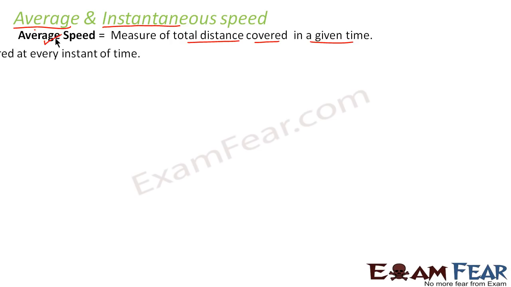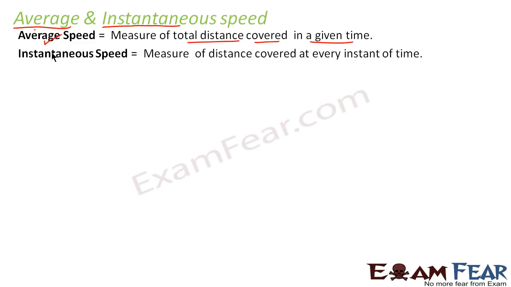So what is instantaneous speed? The term instantaneous says that it is the speed at a particular instant, at one particular instant of time. So it is the measure of distance covered at every instant of time. Please note, this is the key word here, at every instant of time. So that is instantaneous speed.